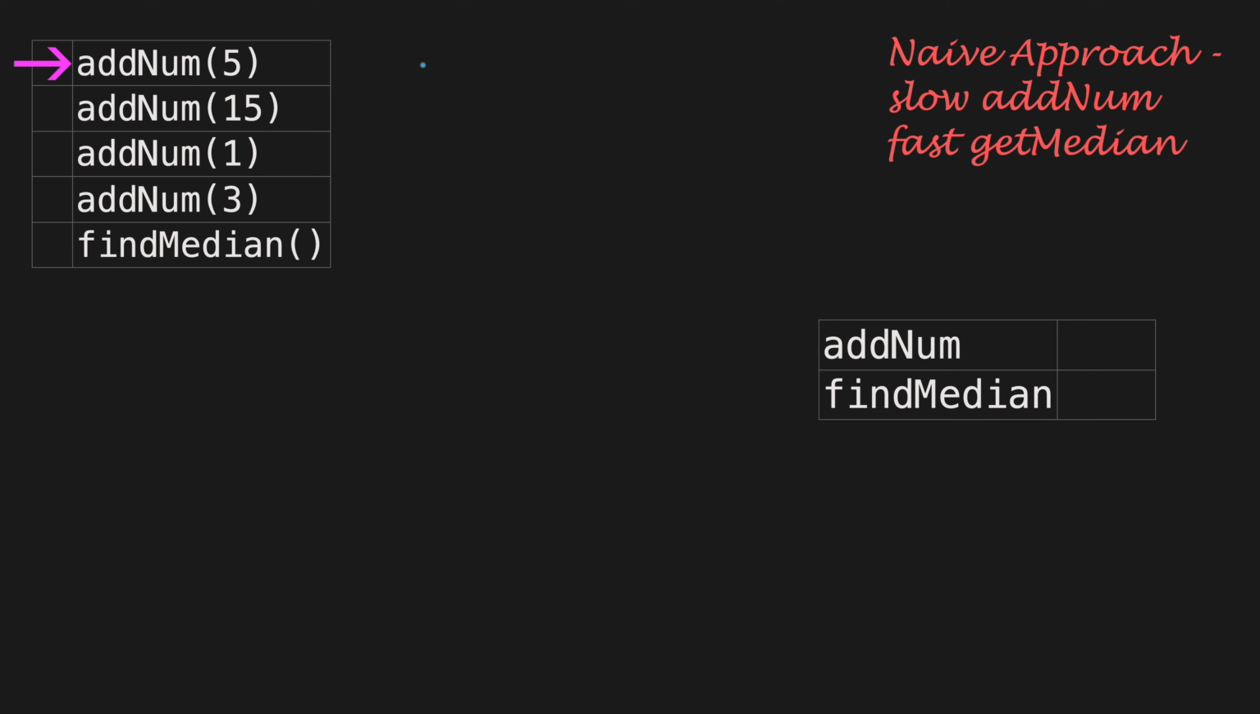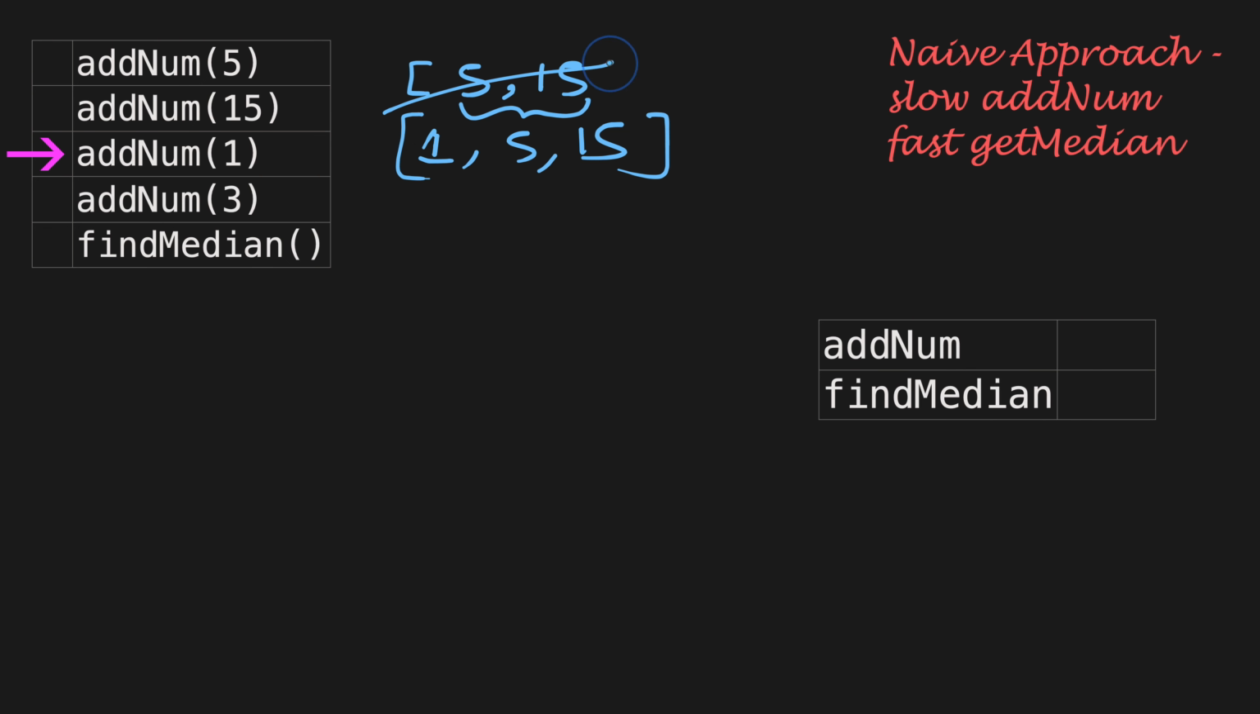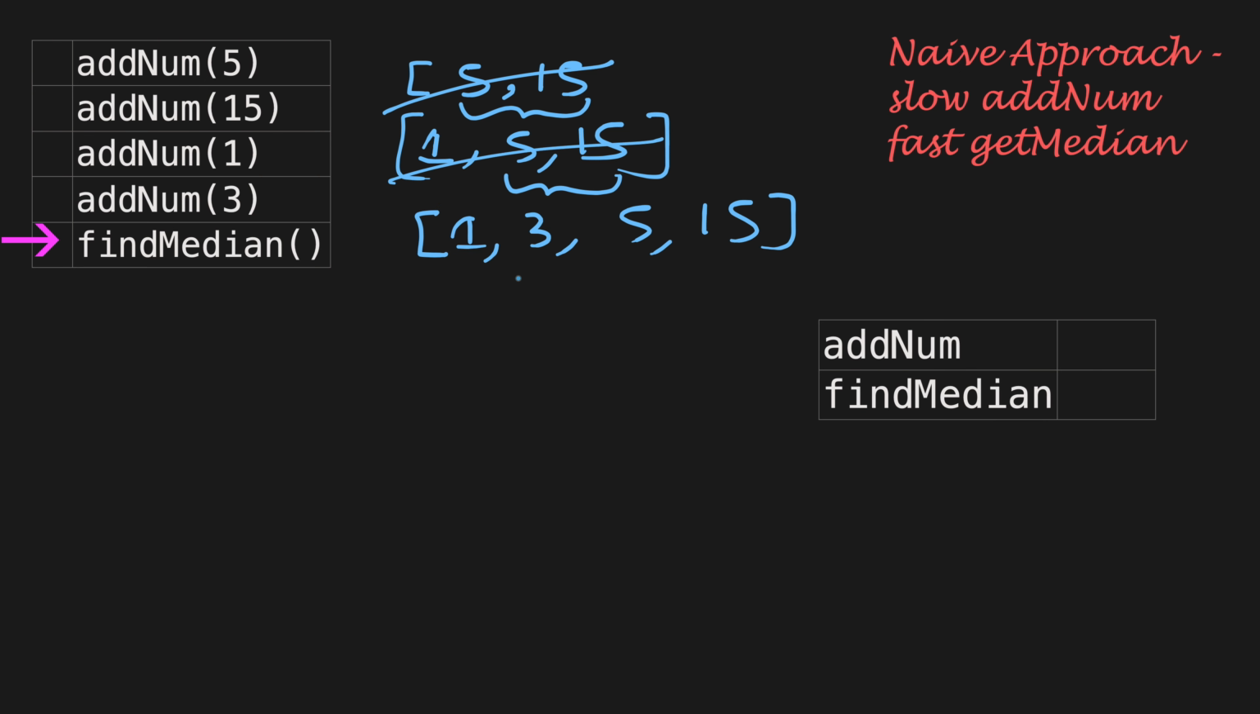For example, first we add 5 to the list and the list is already sorted. Next we add 15 at its insertion position 1 and the list remains sorted. Then we add 1 at the insertion position 0, moving existing elements to the right. Finally, we add 3 at the insertion point 1, shifting elements to the right. And when findMedian is called, since the list is of even length, the median is the average of the two middle elements, which is (3 + 5) / 2 = 4.